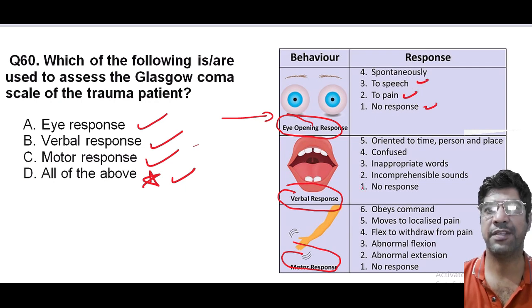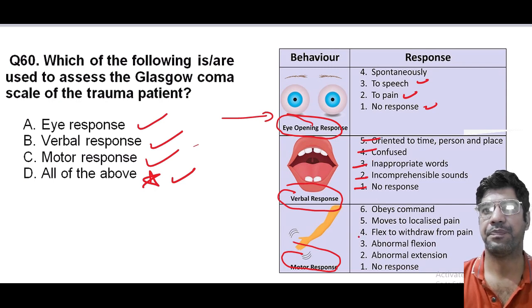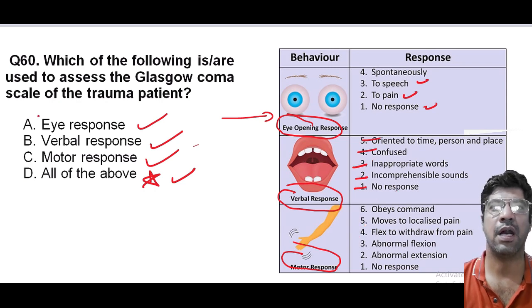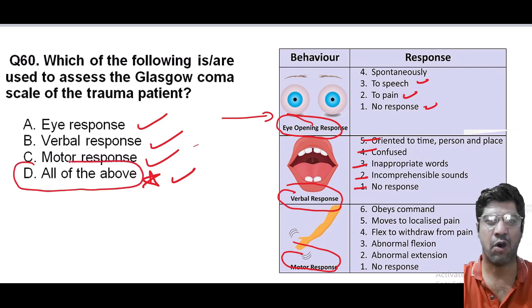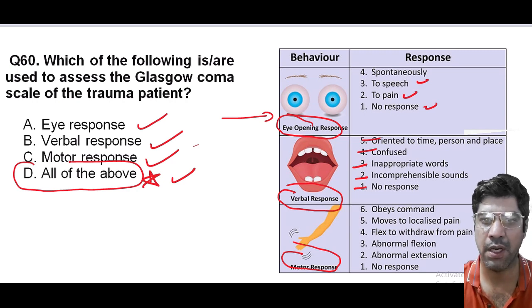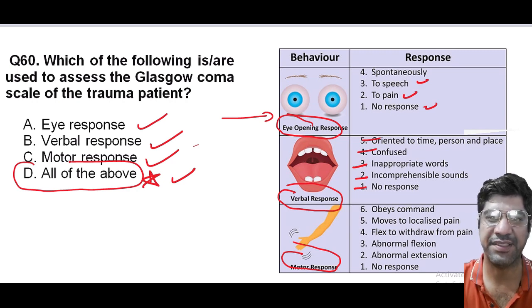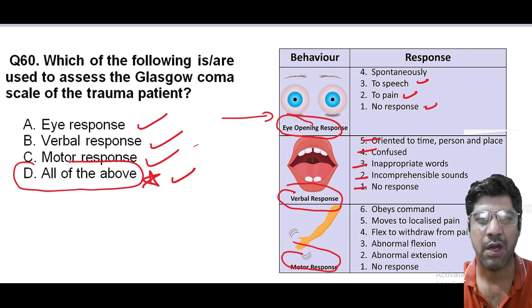The verbal response similarly is categorized into 1, 2, 3, 4 and 5. So the answer is D, all of the above. These three components are assessed and a patient is assigned a score based on their responses in each category. These scores are then added together to determine the patient's overall Glasgow coma scale score.